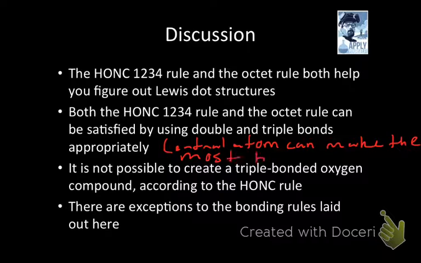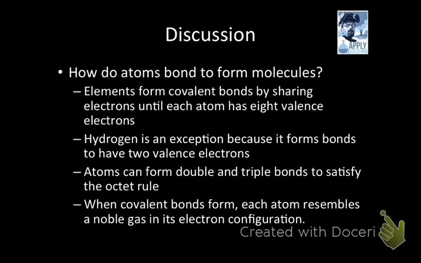And don't forget to make the central atom make the most bonds. That'll make your Lewis dot structures work out nicely. So, to answer our central question, how do atoms bond to form molecules? Well, elements will form covalent bonds by sharing electrons until each atom has 8 valence electrons, according to the octet rule. Hydrogen is an exception. It forms bonds that have 2 valence electrons. Atoms can form double and triple bonds, and when covalent bonds form, each atom resembles a noble gas in its electron configuration.